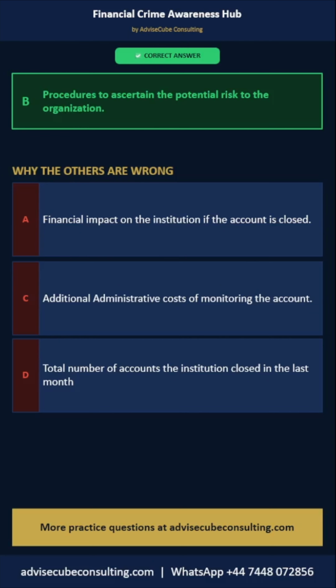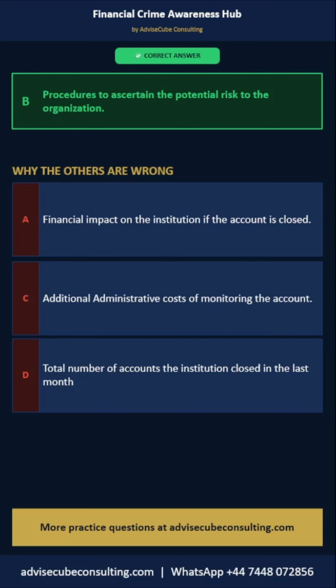Option D is also wrong. How many accounts the institution closed last month has absolutely nothing to do with the decision about this specific account. Each case stands on its own facts. Using a count of past closures as a factor in a risk decision makes no sense from the compliance perspective.